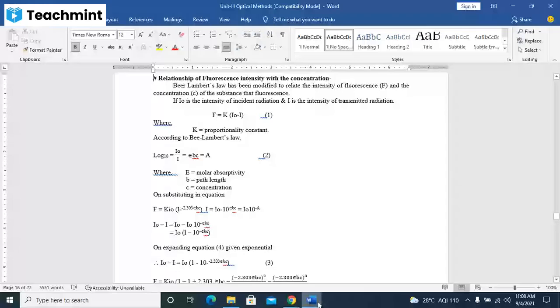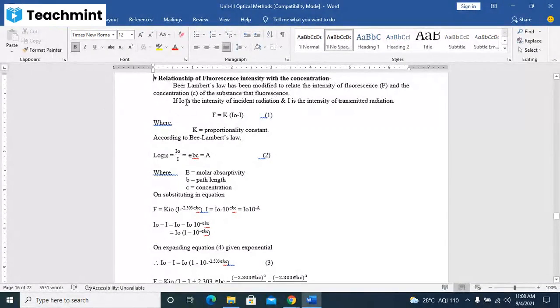Okay, it is visible. Now we have to talk about the relationship of the fluorescence intensity with the concentration. Here, as we have seen, Beer-Lambert's law has been modified to relate the intensity of the fluorescence and the concentration of the substance that fluoresces. मतलब जो substance fluorescent intensity देता है उसका concentration है.